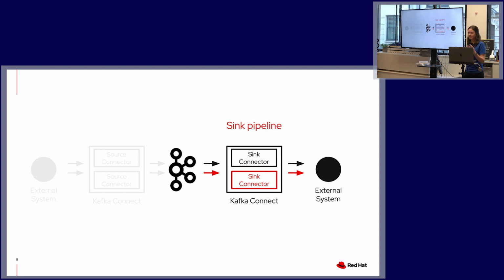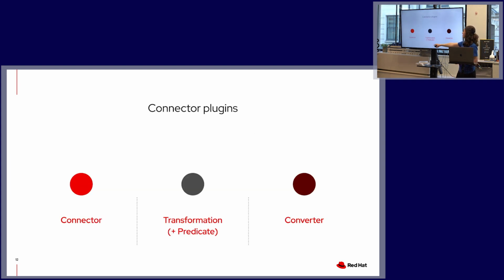I've used the word connector a few times. There are actually multiple different connector plugins that you use as part of Kafka Connect. Connector is one of them, but there are a couple of others. There are transformations and predicates, which are used for altering and changing the data as it flows through the pipeline. You can do things like add fields, remove fields, change fields. And then we also have converters, which are used for deserializing and serializing the data as it goes into and out of Kafka.